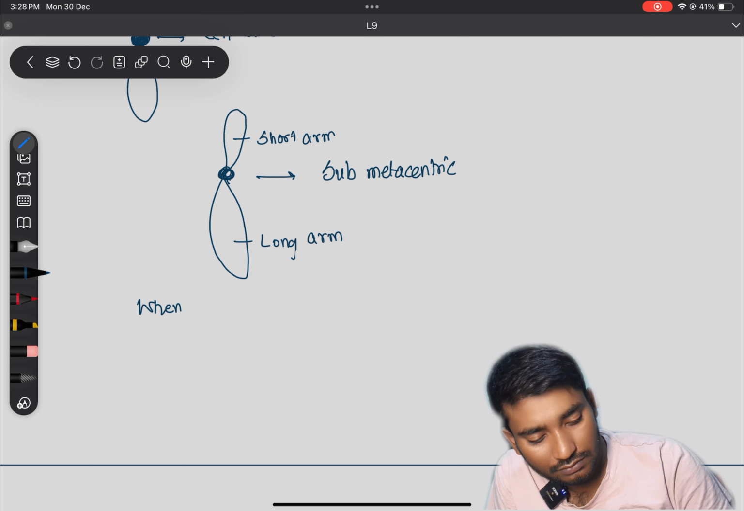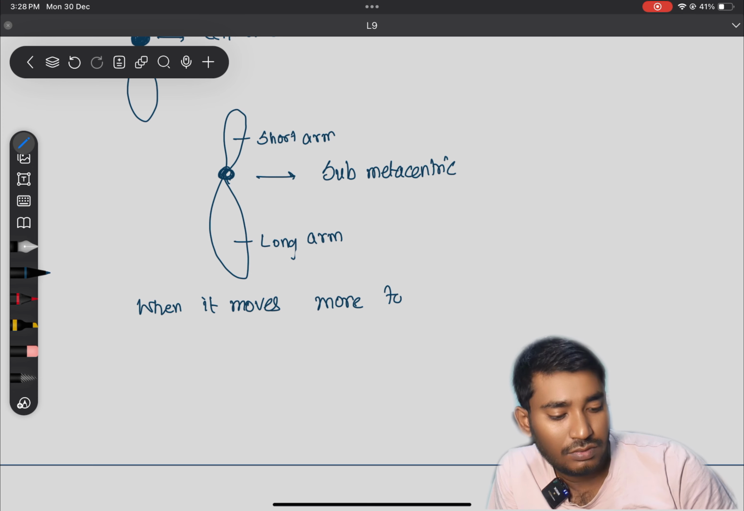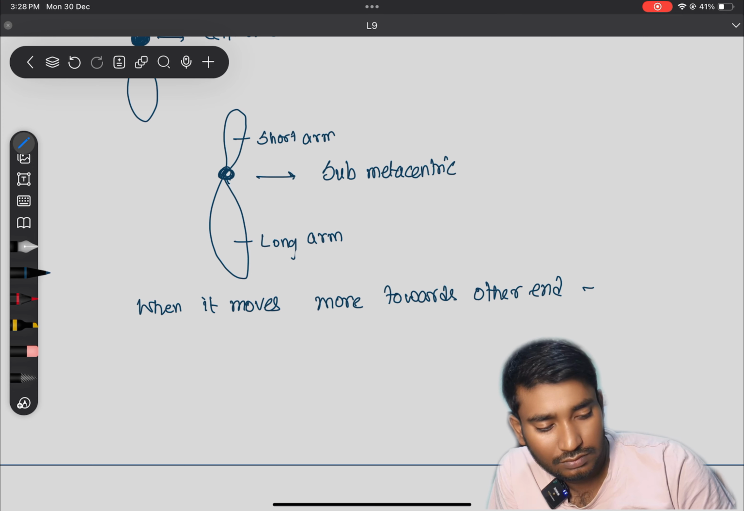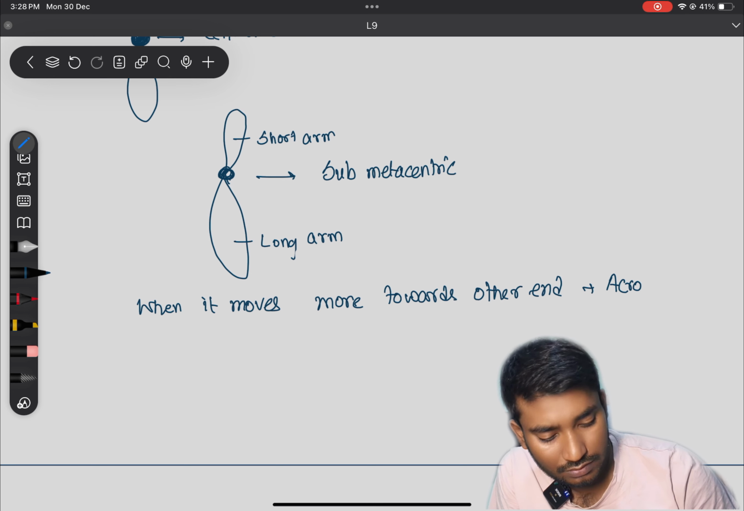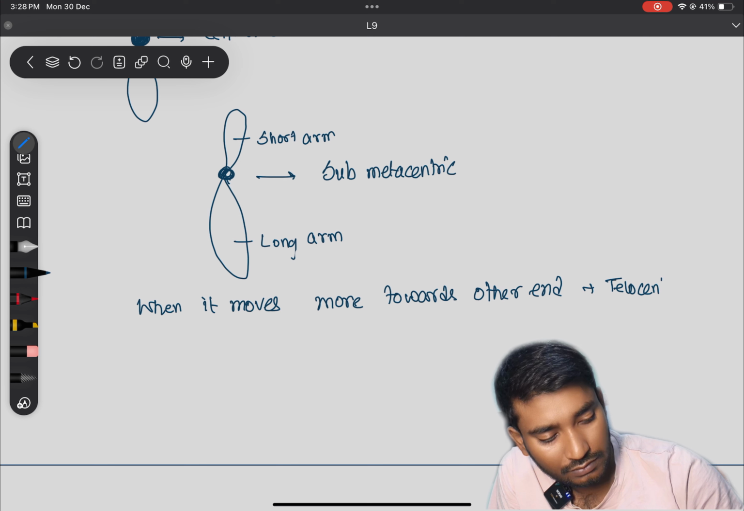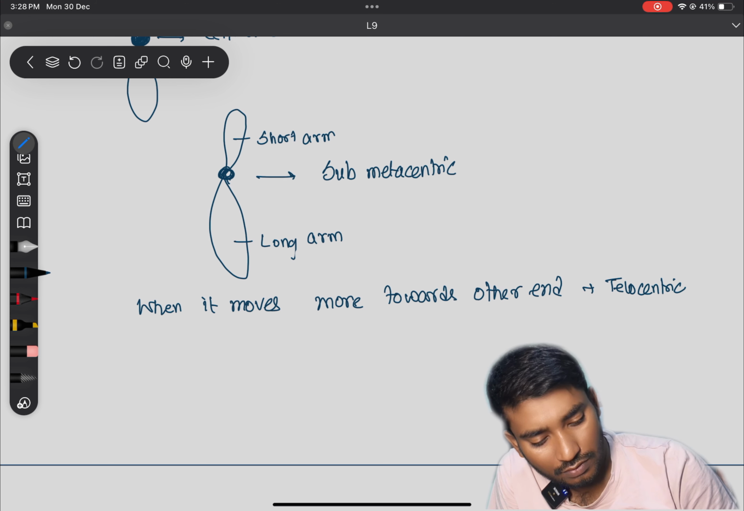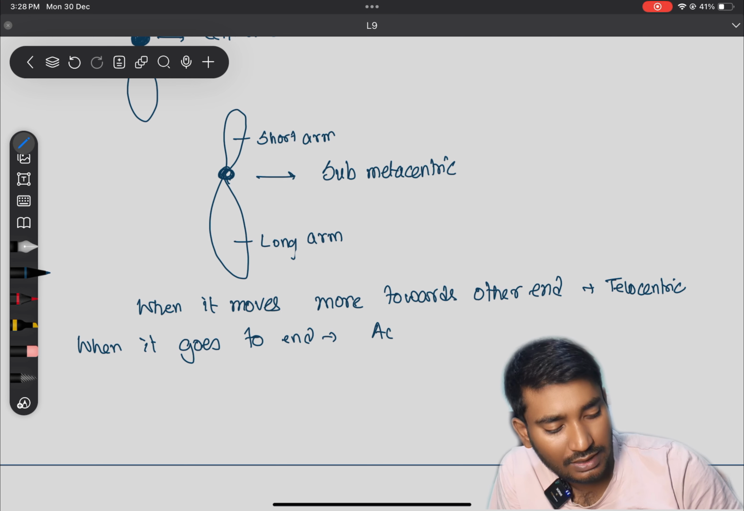When it moves more towards the other end, it is acrocentric. Sorry, this is telocentric. When it goes to the end, it is acrocentric.